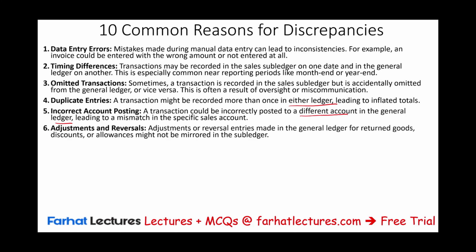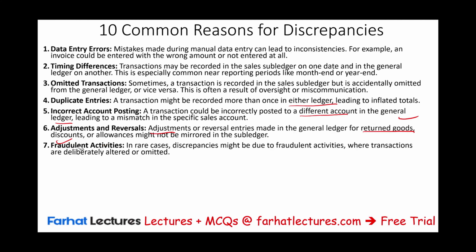Adjustments and reversals. Adjustments or reversal entries in the general ledger for returned goods, discounts, or allowances may not be mirrored in the subledger. So a customer returned the item, you updated their account, you reduced their accounts receivable or their account sales, but you did not update the general ledger. Whether it's a return, you gave them a discount or an allowance, it's updated in one place, not the other.